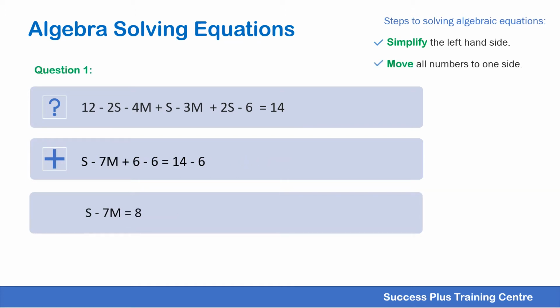The second step to solving algebraic equations is to move all numbers to one side, which is the other side of the missing information. In this question, we have to move the plus 6 to the other side. We can do so by taking away 6 from both sides. This leaves you with s take away 7m equals 8, and this is the answer to question number 1. You will not be able to solve this equation any further, and that's because you've got 2 missing information, s and m. Unless you were provided with the value of m or more details about m, then it's going to be quite impossible to find the value of s, and vice versa.